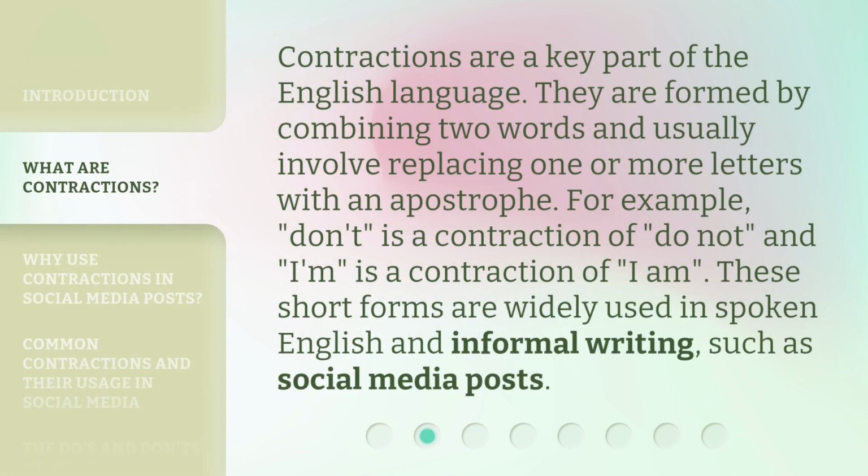Contractions are a key part of the English language. They are formed by combining two words and usually involve replacing one or more letters with an apostrophe. For example, don't is a contraction of do not, and I'm is a contraction of I am. These short forms are widely used in spoken English and informal writing, such as social media posts.